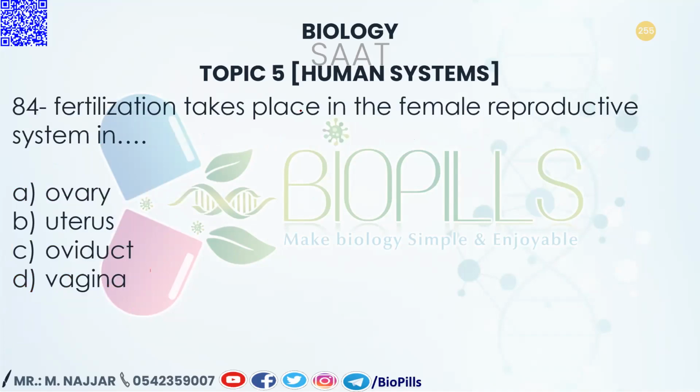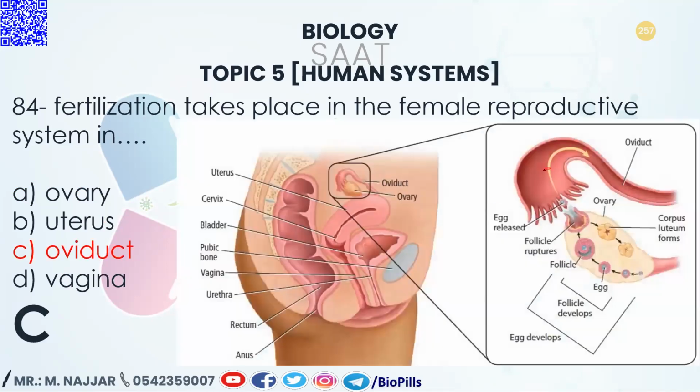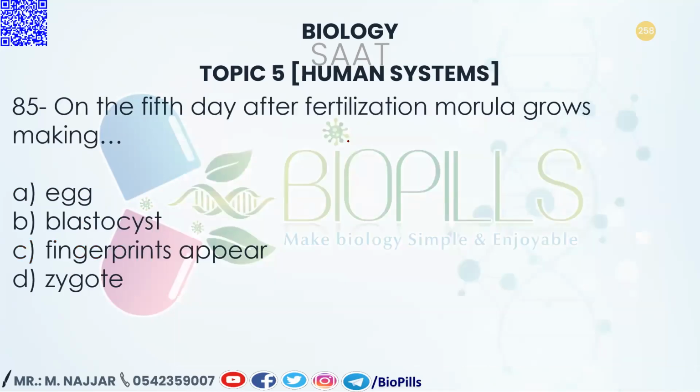84. Fertilization takes place in the female reproductive system in the first one third of the oviduct. Perfect. And here is the place where the process of fertilization mostly occurs, the first one third of the fallopian tube or the oviduct. Question number 85.